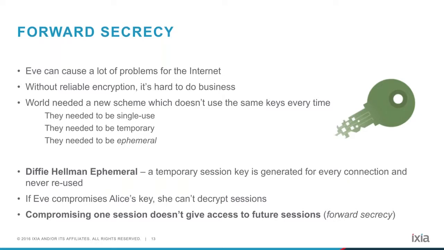And so even if you compromise that session, let's say you brute force it and figure out the key that was used for that session, you can't use it to decrypt any other communications with Alice. That's why this is called forward secrecy, or sometimes perfect forward secrecy, because compromising one session doesn't give you access to any future sessions. I'm not going to go through the math of Diffie-Hellman ephemeral, because that would take a lot more time than we have today. Okay, so quick history of SSL and TLS.